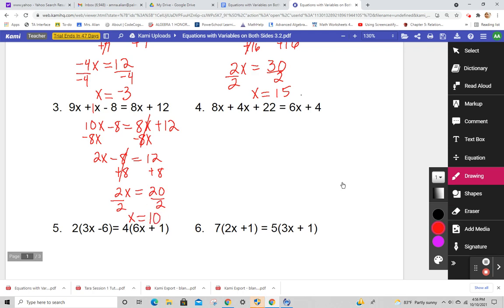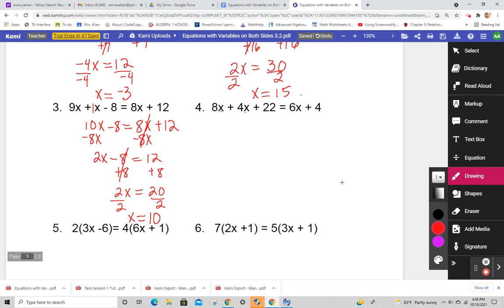All right, why don't you pause the video and try number 4. And just like 3, on the left side, you have this term and this term that should be combined first because they are like terms. So pause the video, try to solve this one, and come back and check. I'm going to go ahead and continue.